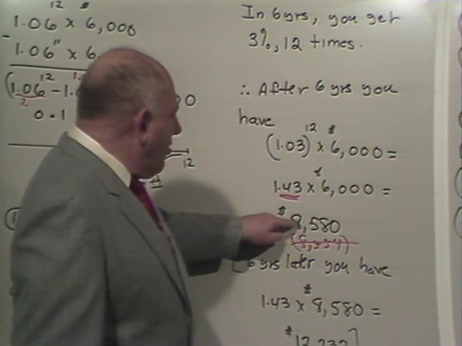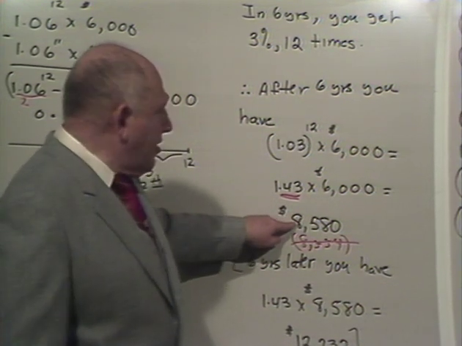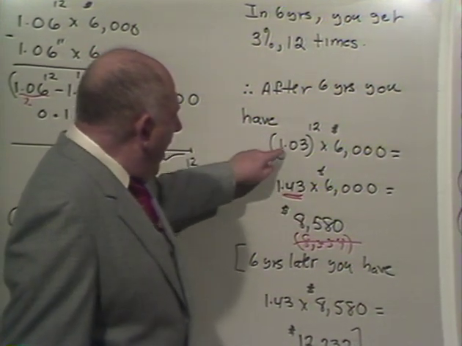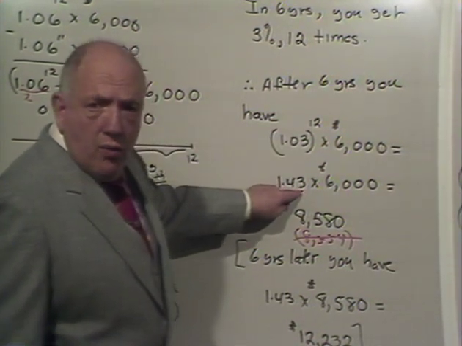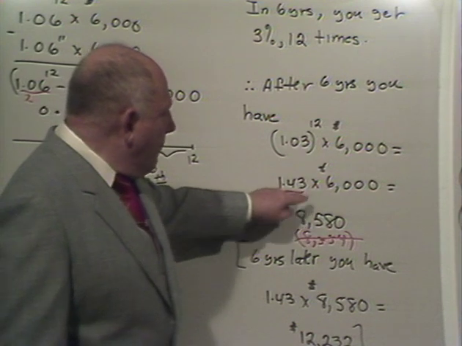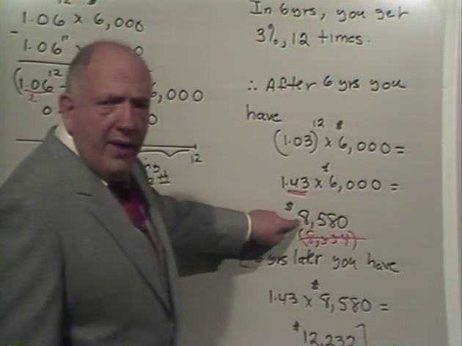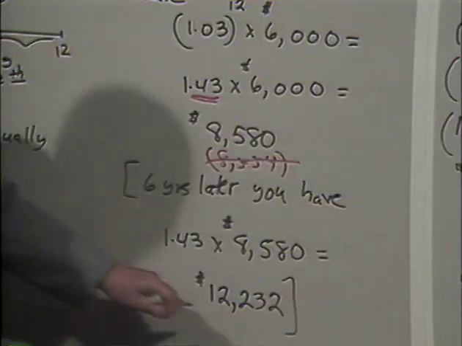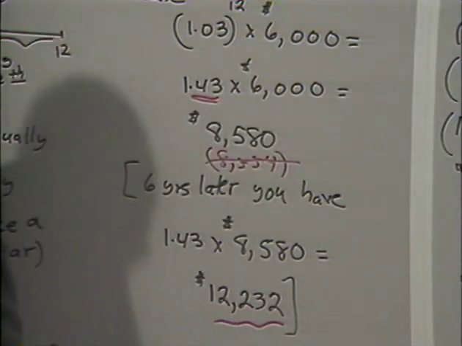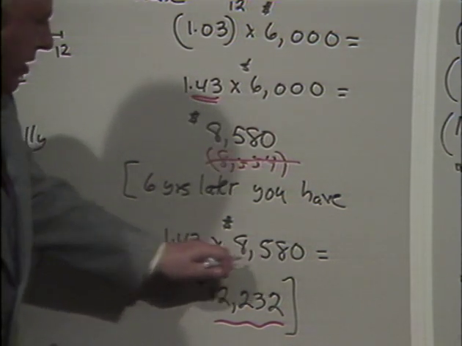And by the way, this rate applies for every 6-year period. In other words, suppose I leave this money in for 6 more years. During the next 6 years, I'm still earning 1.03 to the 12th, which is 1.43. But now I'm earning it on what? The $8,580. So 6 years later, I now have what? $12,232. In other words, I got to multiply this by this.